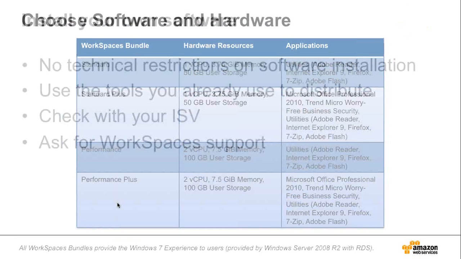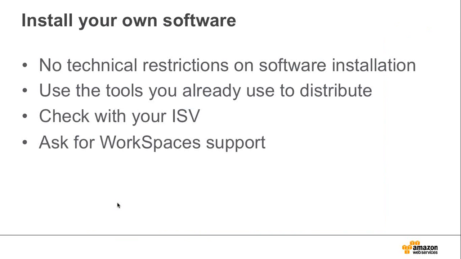And as I say, you can install your own software. So there are no technical restrictions on software installation on an Amazon workspace. And when you have corporate directory integration, you can use the tools that you're already used to using to distribute that software. So if you're using something like Microsoft System Center, if you're used to using a homegrown package, if you're used to using a particular antivirus package that is what you'd like to keep using in your organization, you can use the tools you're already using to distribute.